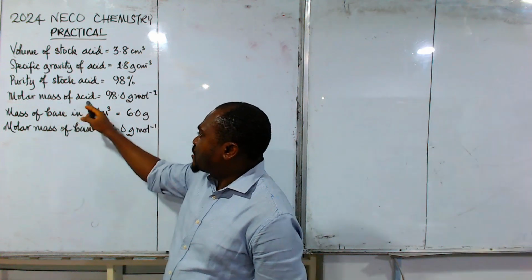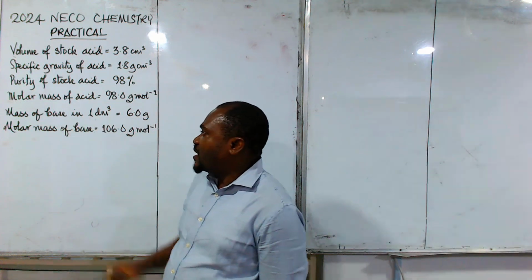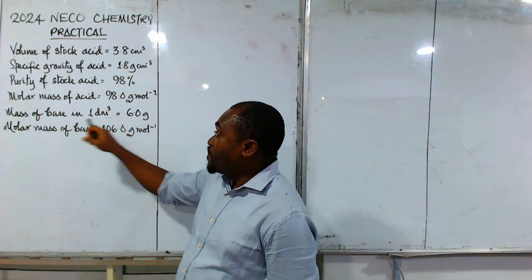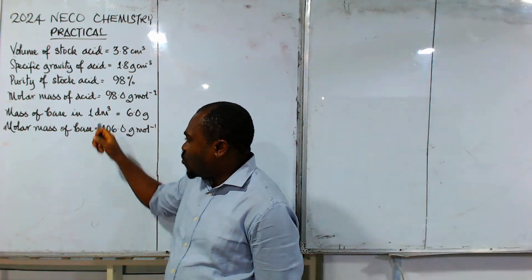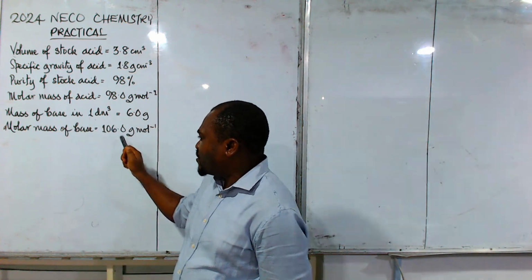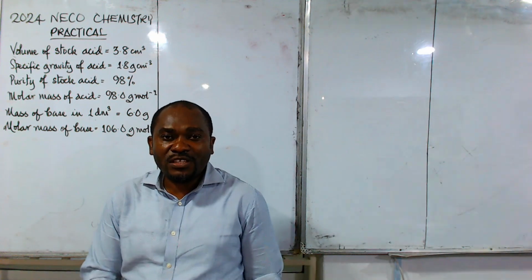Now then, the molar mass of the acid is 98 grams per mole, and the mass of the base you are using is 6 grams. You are asked to dissolve 6 grams in 1 dm cube, while the molar mass of the base is 106 grams per mole. This video is specifically for the teachers.